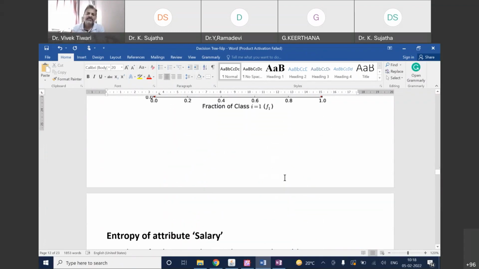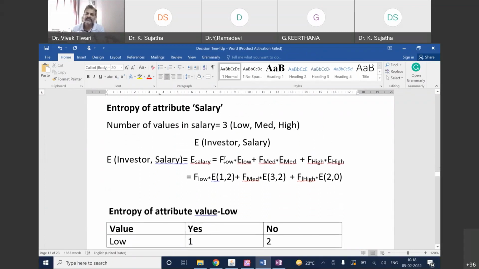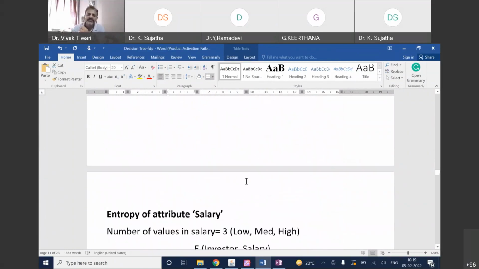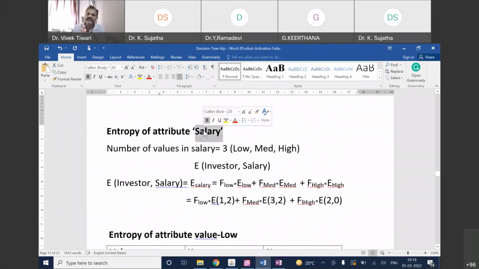Going to the next level, we have to calculate the entropy of each and every attribute. The order doesn't matter. You may start with salary, gender, or marital status randomly, because at the end, for all three attributes, you have to calculate the entropy and then compare them. So you can start with any attribute. Suppose we have started with salary.